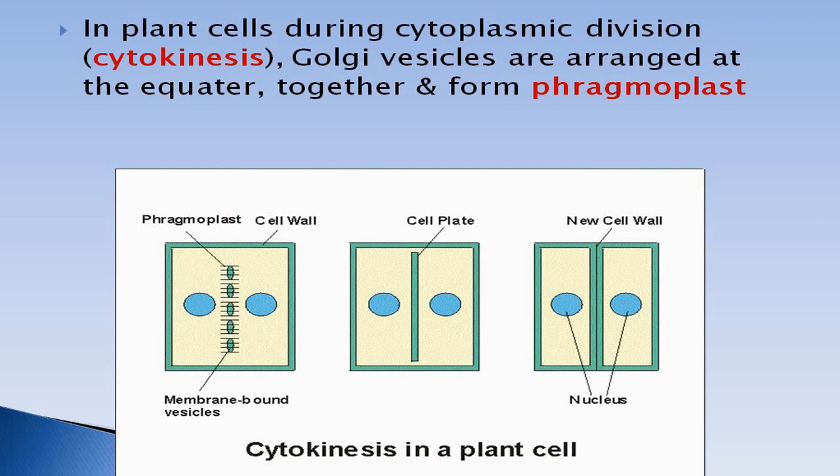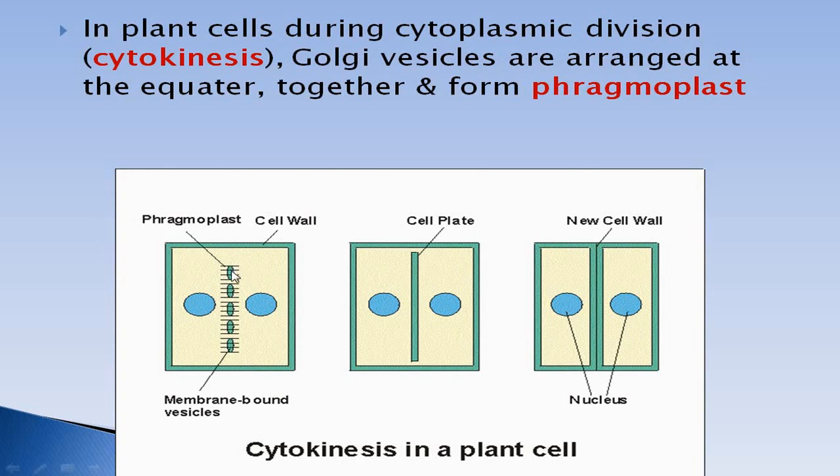Another very important function of the Golgi apparatus is the division of cytoplasm during cytokinesis, which is the division of cytoplasm during cell division. When the cell is dividing, especially in the plant cell, where the cell wall is very rigid, it cannot invaginate to divide the cell into two halves.